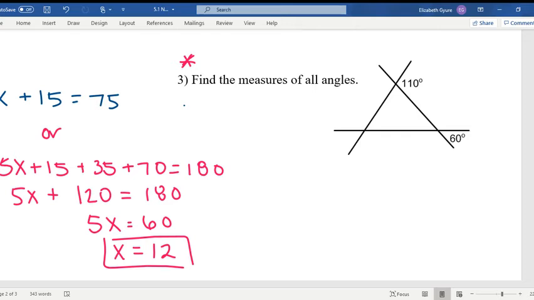Okay, so where else do you want me to put a 110, Zach? Where else should I put it? Okay, yeah, so it would go across from that 110. Those are vertical angles, good. What else can I do?